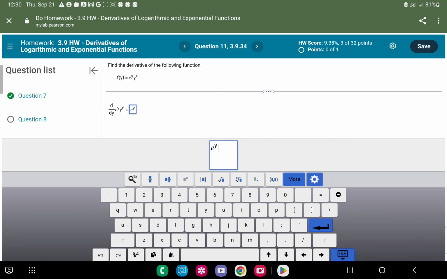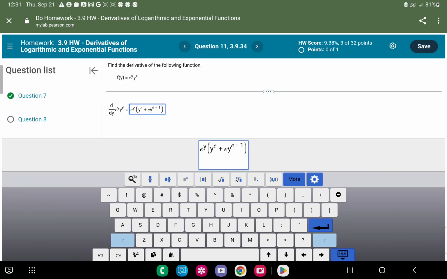Oops. Y to the e plus e, e y to the e minus 1. Close parentheses.